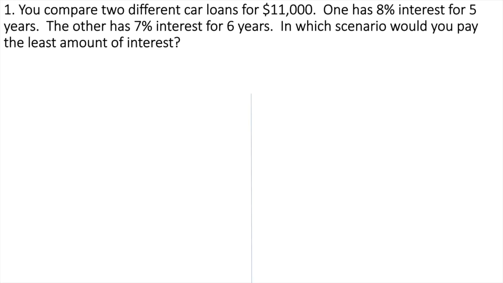So on this one here, we're going to compare 2 different car loans to find out which one would pay the least amount of interest on. So we're going to have to do all 3 steps like we did before for both of these 2 scenarios. One scenario here is $11,000 at 8% for 5 years. The other scenario is $11,000 at 7% for 6 years. Okay, so I want you to calculate both of those and then determine which one of those you pay less interest on. Push pause on the video now. After you've obtained your answer, come back and push play.